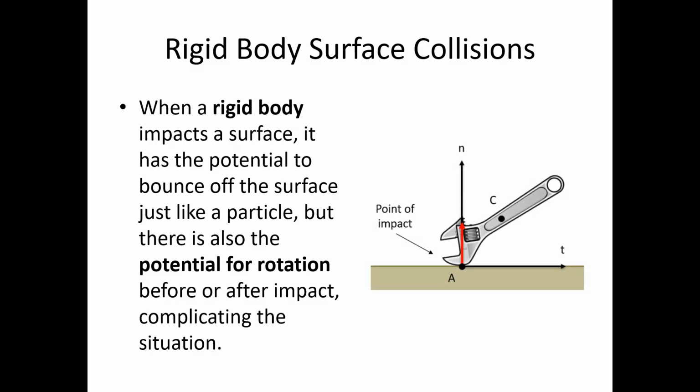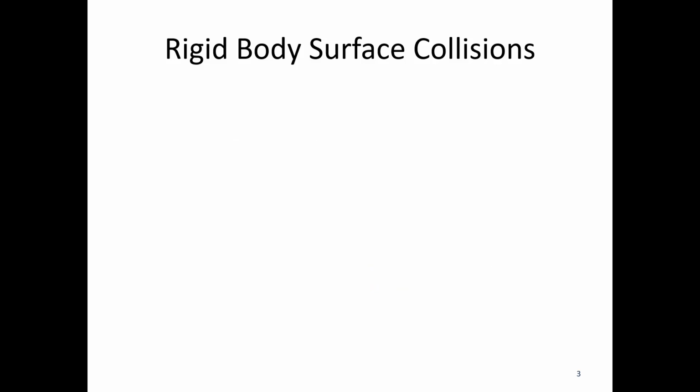For example, if we dropped a wrench on the floor, even if we drop it straight down, it's going to impact the floor, and after that impact, it's not only going to have a bounce, where it bounces back up, but it might have a rotation that it didn't have before the impact. So we've got this added piece of rotation that can happen before and after impact, and it's going to complicate our regular surface collision circumstances.